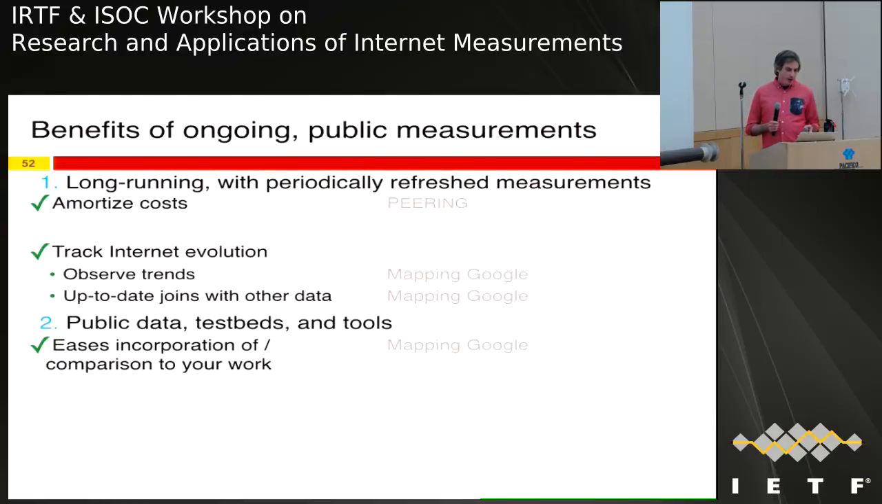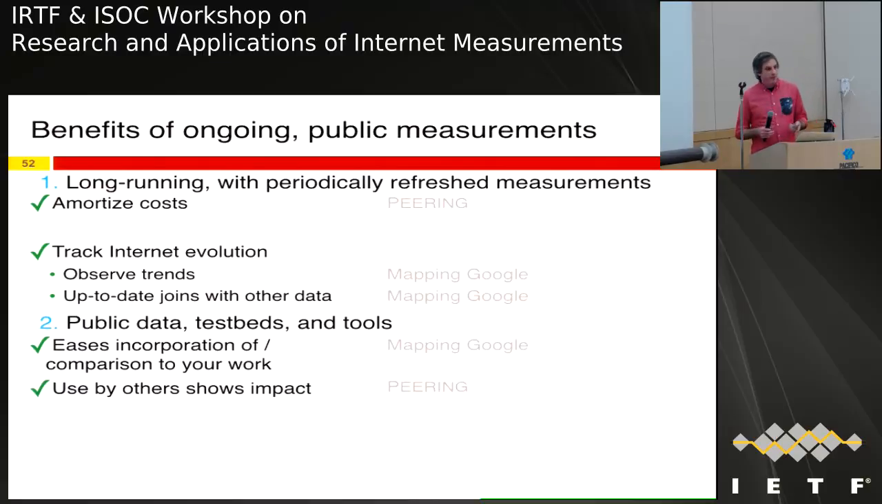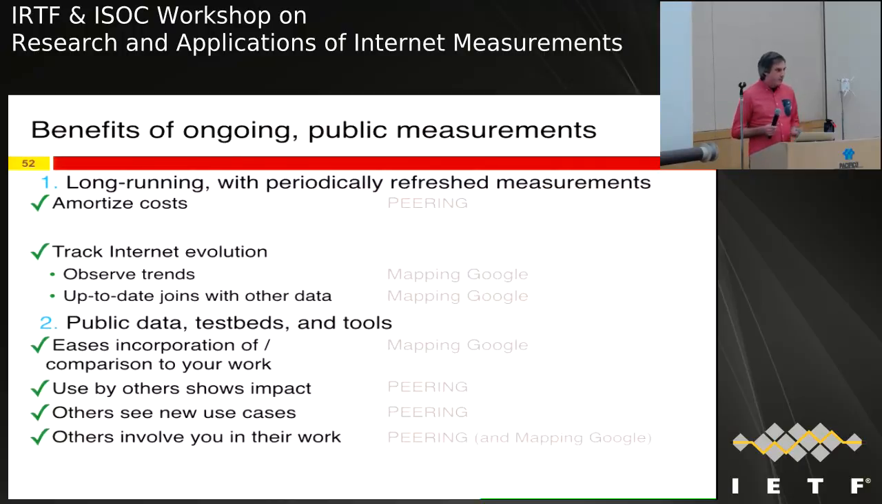And of course, because it's available for other people to use, that's one measure of the project having impact. And a really interesting thing that's happened is that other people have seen different ways to use it than I had originally envisioned. And often they end up involving you in their work. In this case, I had never worked in routing security or software-defined networking before, but people came to us wanting to use the testbed for these sorts of studies and ended up involving me in them. So it's been a way for me to branch into new areas.